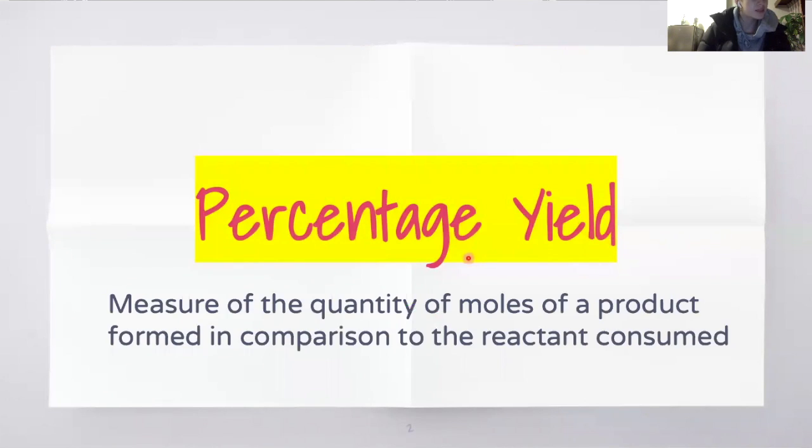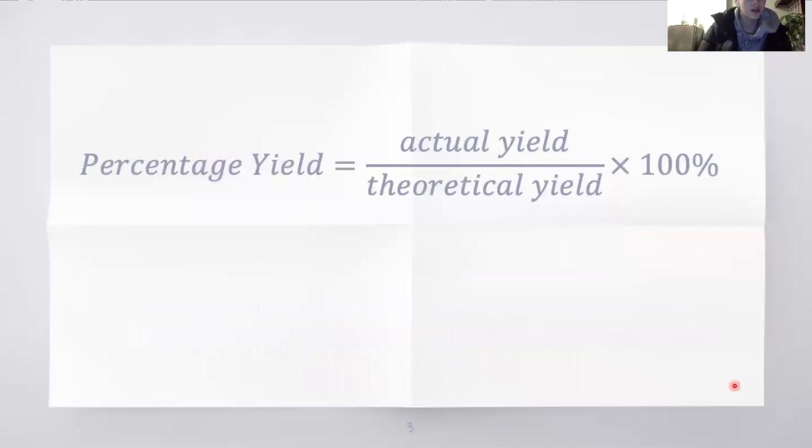So percent yield is a measure of the quantity of the moles of a product in comparison to the reactant consumed. It is a very important measure of the efficiency of the chemical reaction technique, and this is very critical in the synthesis of organic compounds. The formula derived for the percentage yield is the actual yield over the theoretical yield multiplied by 100%.